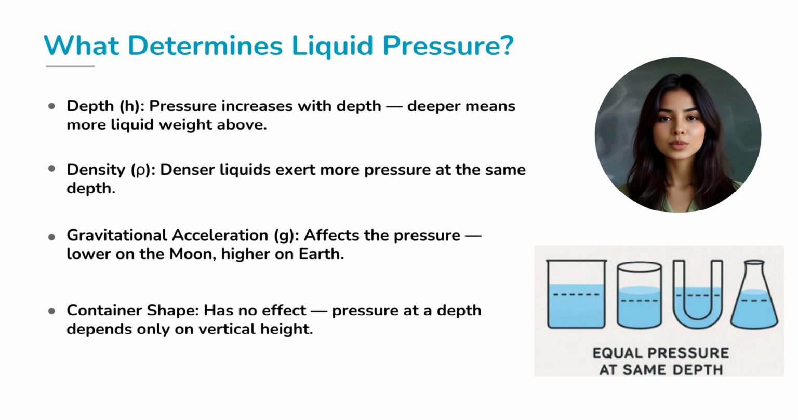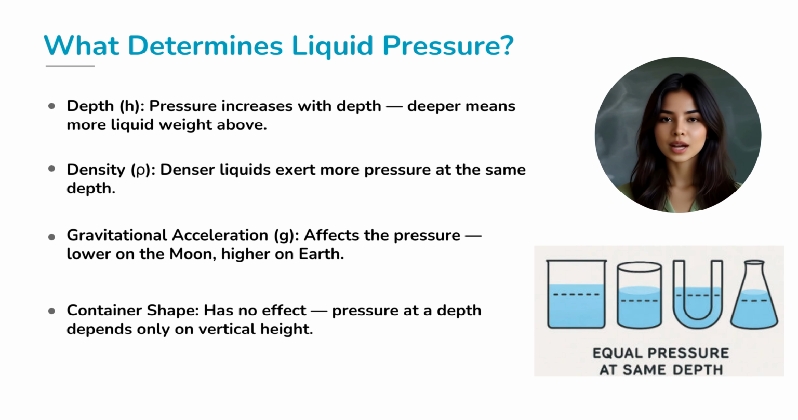Now let's break this formula down to understand what affects liquid pressure. First, depth h. The deeper you go in a fluid, the more weight is pressing down, so pressure increases. Second, density ρ. Thicker liquids like honey exert more pressure than lighter ones like kerosene. Third, gravitational acceleration g. If you're on the moon, where gravity is lower, the pressure at the same depth would be less. And here's something really interesting: the shape or volume of the container doesn't matter. Only the height of the liquid column counts.